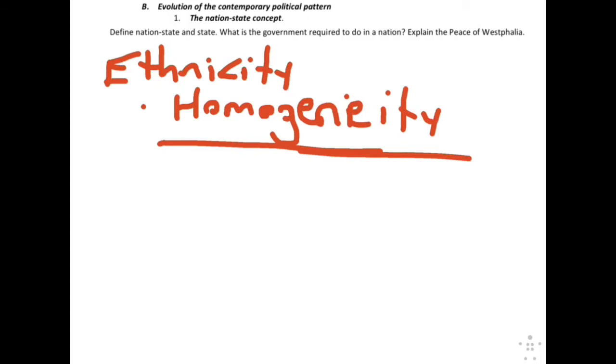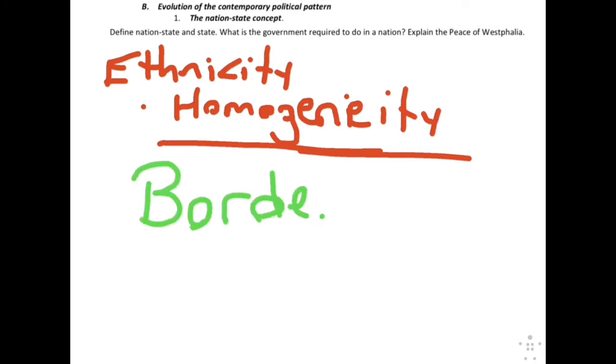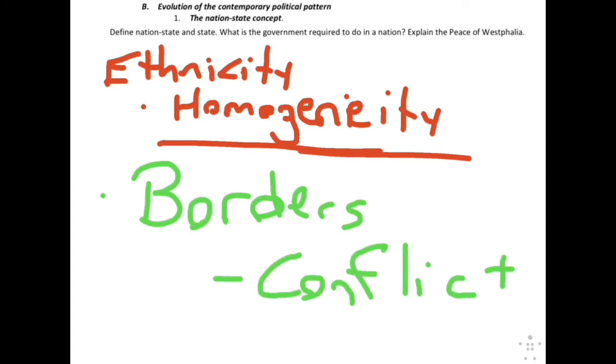The next is just looking at the definition of a state. A state's main purpose is a population, and it's defined by an area that's controlled and organized by a government. That's when a government comes in and controls it. Next question, what is the government required to do in a nation or in a state? Main thing or two main principles that a government is required to do is to protect its borders and then to resolve any internal conflict. Two of the main goals or issues that a government must face.